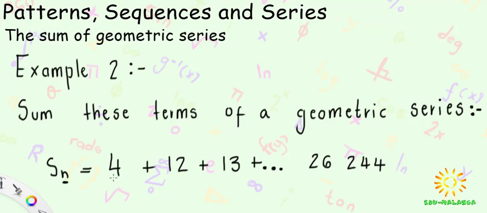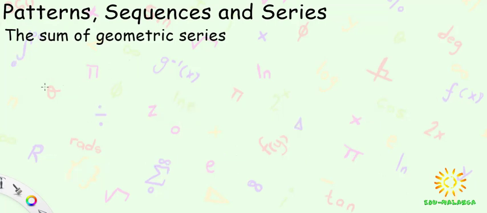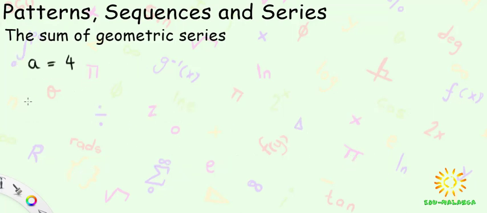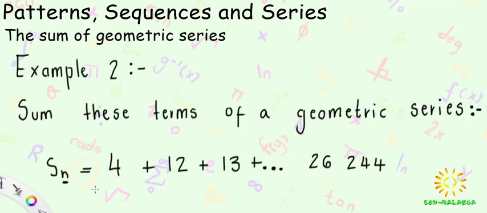We can easily find a, we just read it off here. A is equal to 4, and we can also very easily find r by saying r is equal to term 2 divided by term 1. That would equal 12 divided by 4, so that would be 3. But our n, we haven't been given. We don't know what it is.